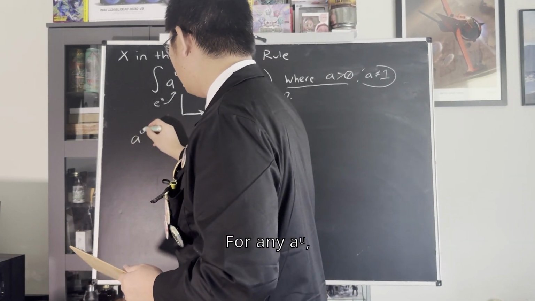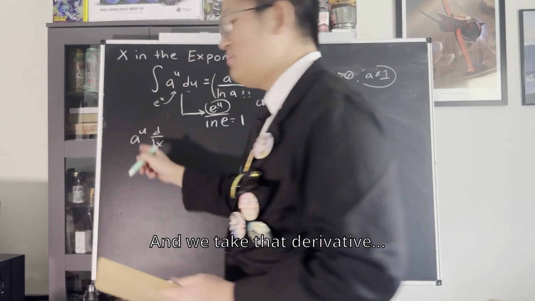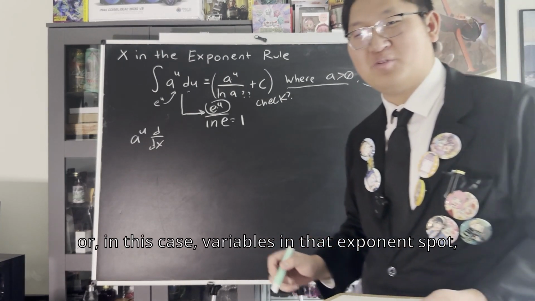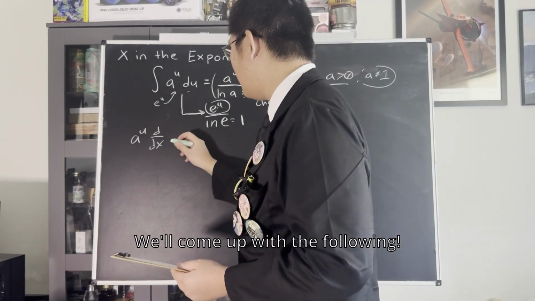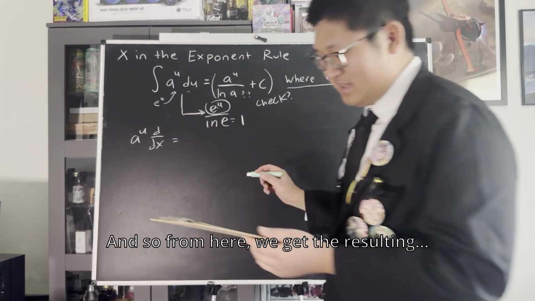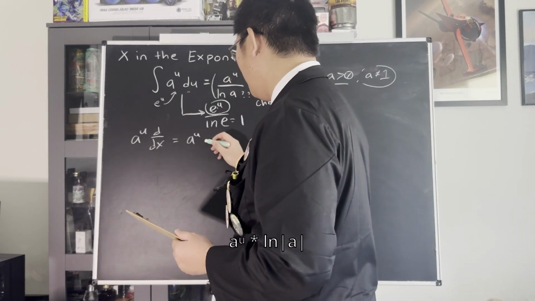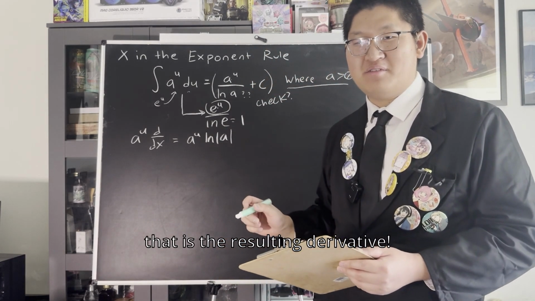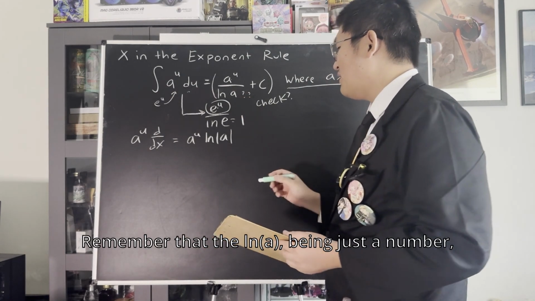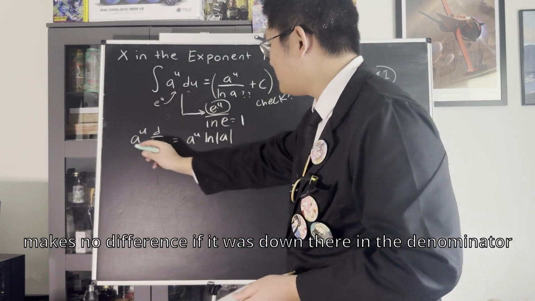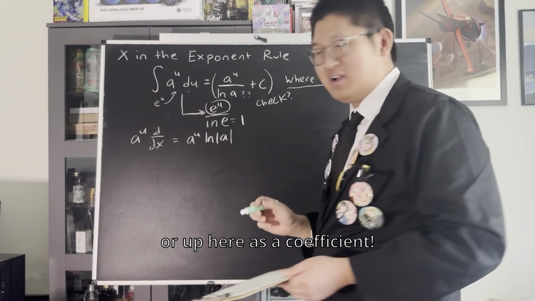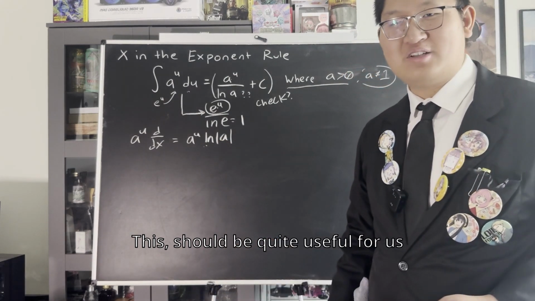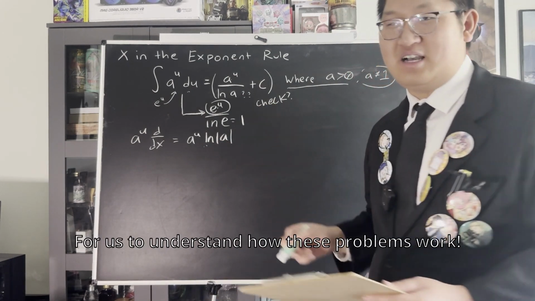With any a to the u, and we take that derivative, because u again has all of our variables in that exponent spot, we'll come up with the following. And so from here we get the resulting a to the u multiplied by the natural log of a. That is the resulting derivative. Remember that the natural log of a, being just a number, makes no difference whether it was down there in the denominator or up here as a coefficient. Again, it's just a number. But this should be quite useful for us to finally understand how these kinds of problems work.